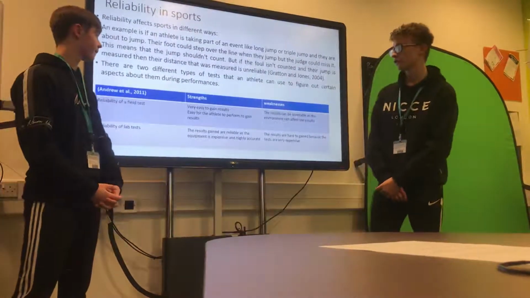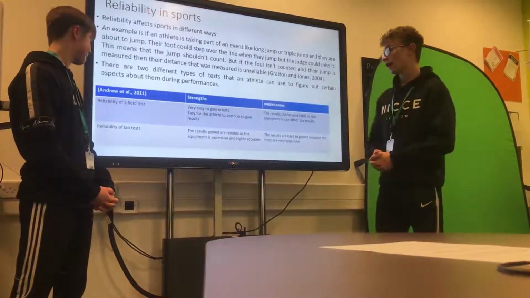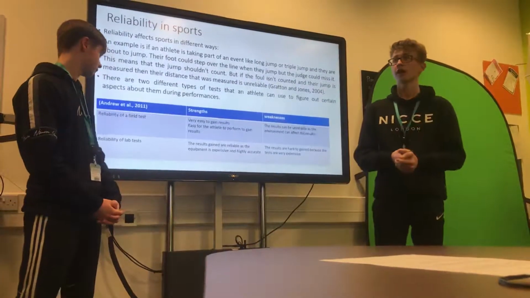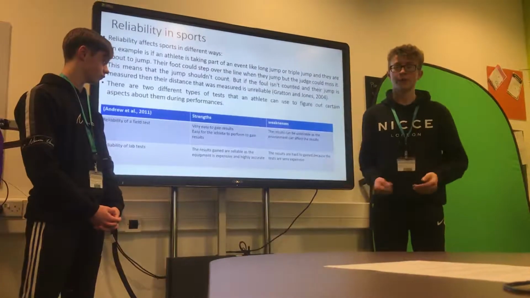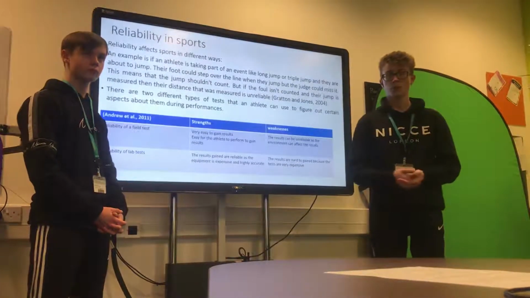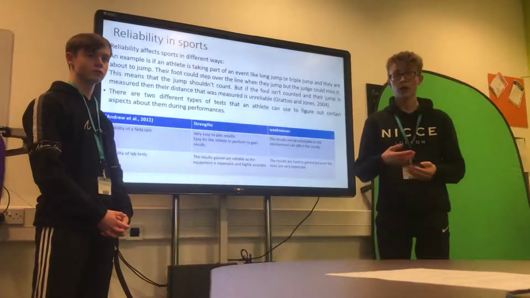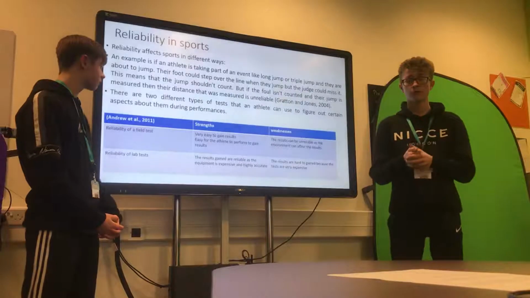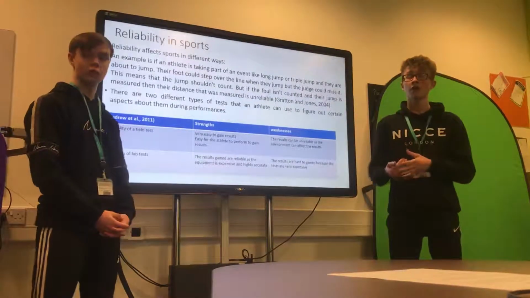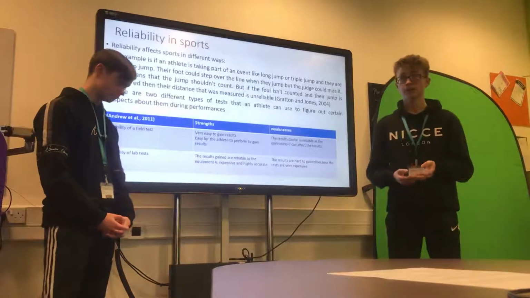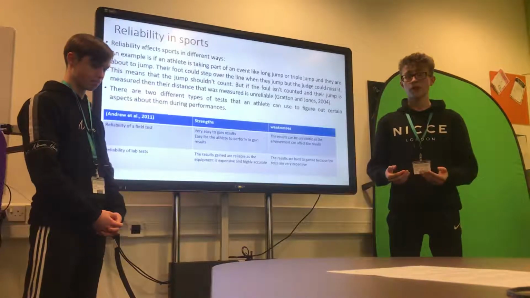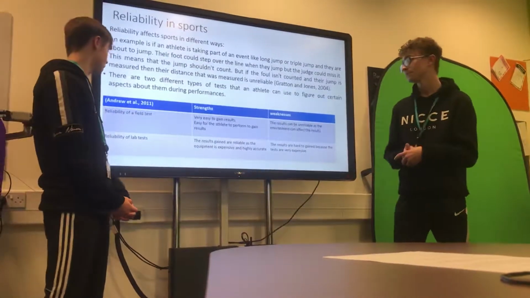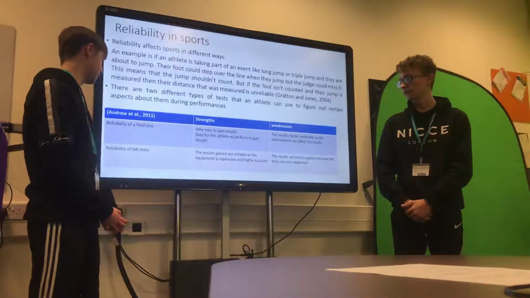Some strengths of a field test are they're very easy to gain results. They're easy for the athlete to gain results as well, because they can go out and practice, measure their time, and get a professional to stop the watch, which will allow them to gain results on how they're performing. However, a weakness of this is the results can be unreliable because the environment can affect it. For example, weather. If it's windy on a day where a person's doing a 100-metre race, the wind could be behind them, which makes them go faster, or it could be restricting their movement, which means that they'll get a slow time.